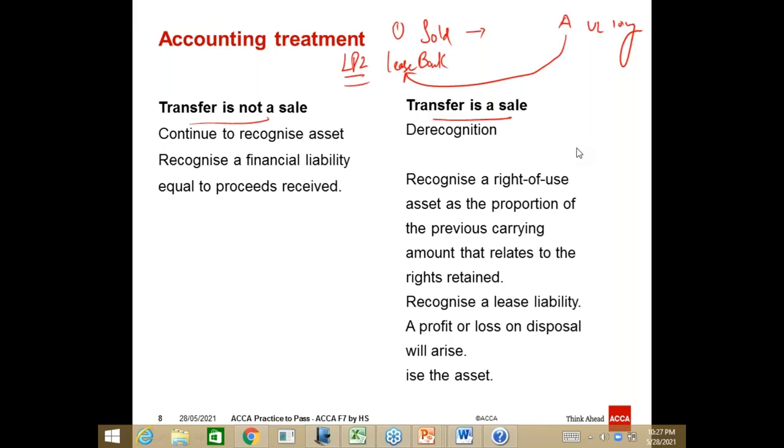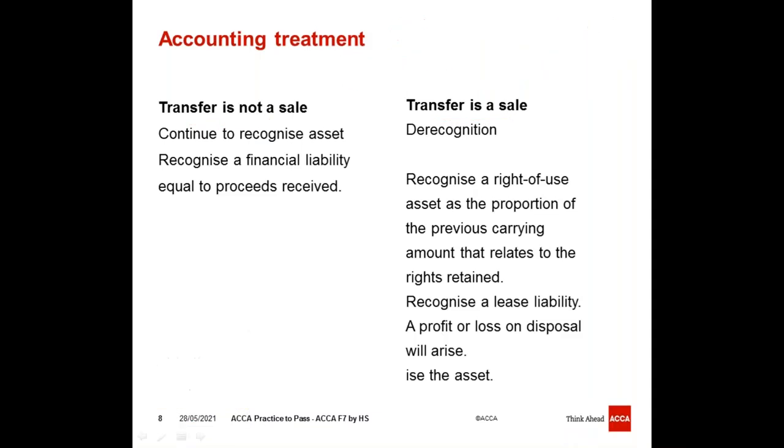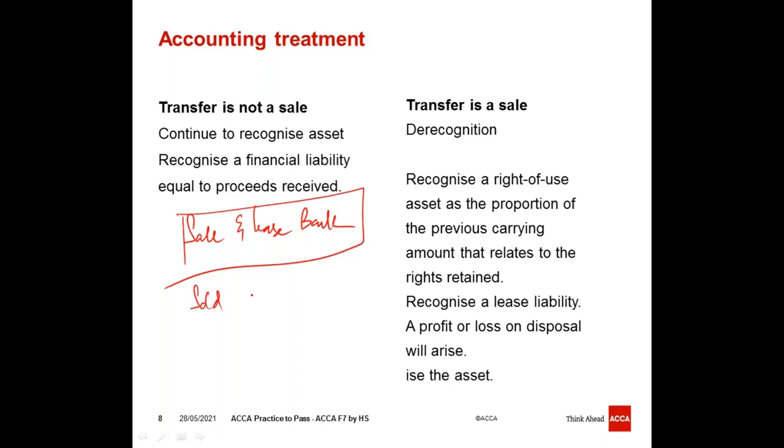So I have started the topic sale and lease back. I think we need to restart this topic again. Sale and lease back is an arrangement in which we sold the asset first to someone like Mr. A and then lease it back.